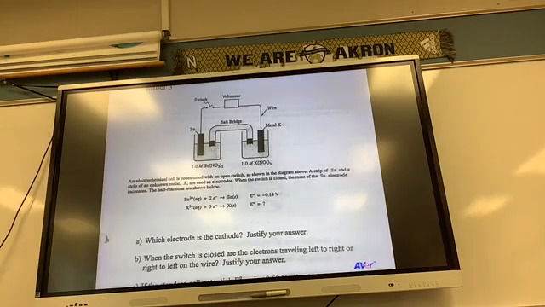Left to right. Cathode gives up electrons. I'm not going insane. You okay? Because the anode loses mass.